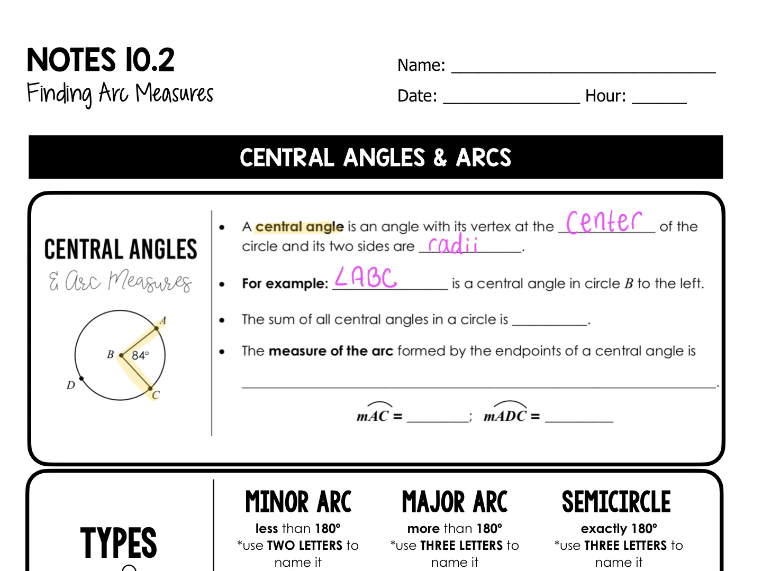The sum of all central angles in a circle, if you think about all the way around the circle, is 360 degrees. Every central angle is going to form an arc. Well, really more than one arc. The measure of the arc formed by the endpoints of a central angle is equal to the central angle. And we'll talk about that a little bit more as this lesson goes on.